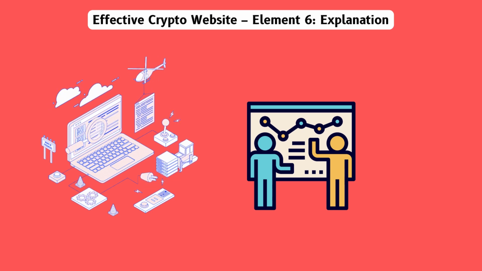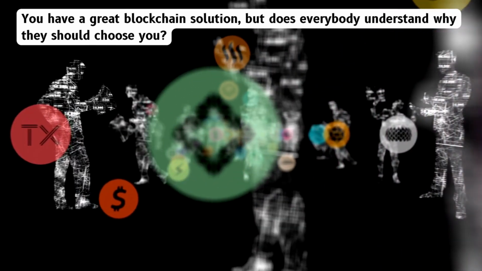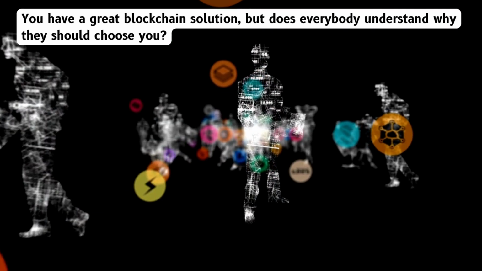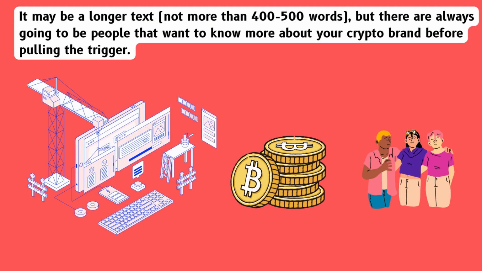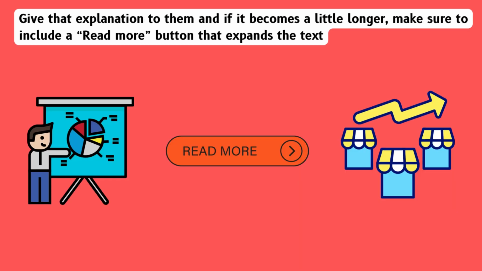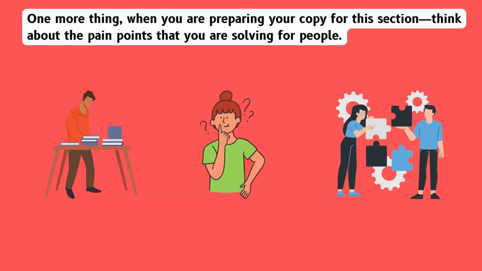Effective crypto website, Element 6: explanation. You have a great blockchain solution, but does everybody understand why they should choose you? Use this section to explain and visualize this. It may be a longer text, not more than 400 to 500 words, but there are always going to be people that want to know more about your crypto brand before pulling the trigger. Give that explanation to them, and if it becomes a little longer, make sure to include a read more button that expands the text. Hint: it would be a big mistake if this button redirects them to another page.